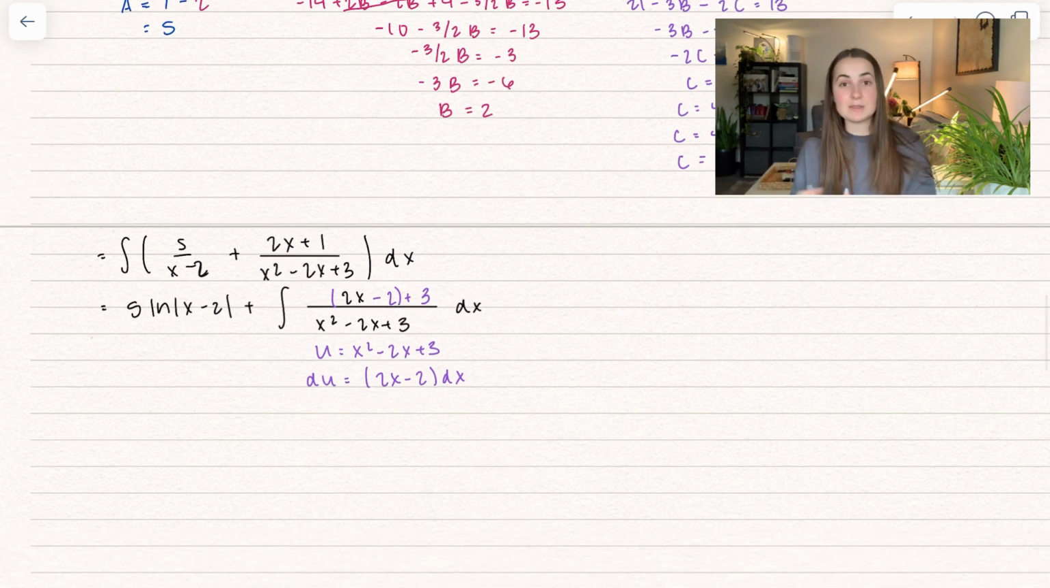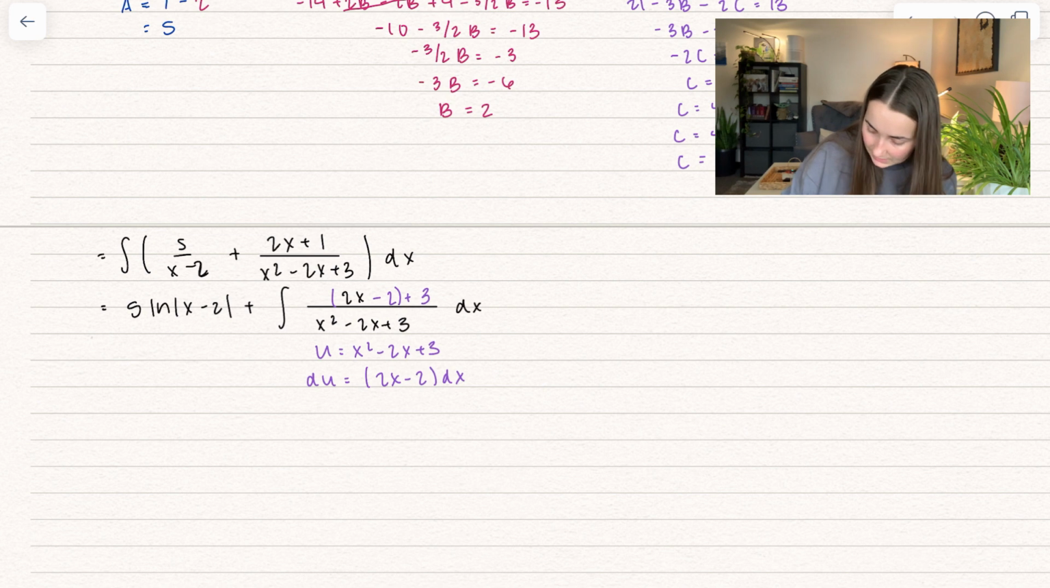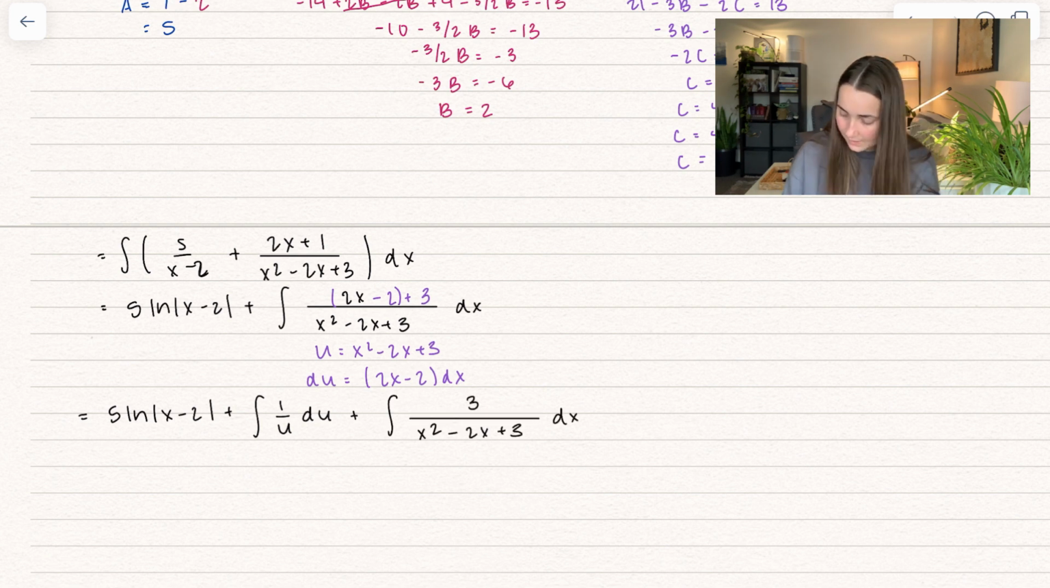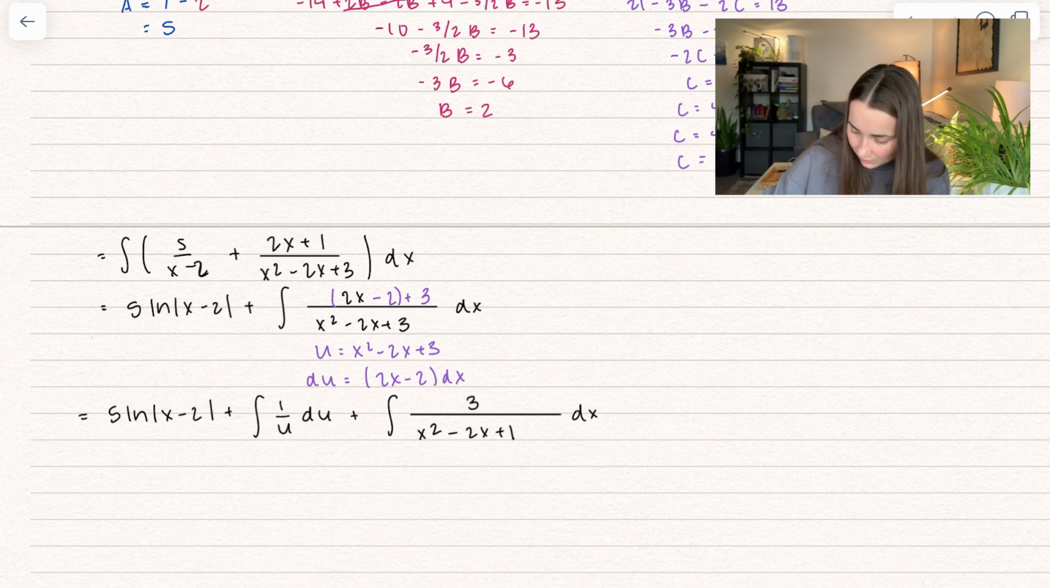So now we need to split this into two separate integrals. So in our first integral, we have the 2x minus 2 over that whole thing, which will turn into our 1 over u du, right? But then we have that plus, and that's going to be the integral of 3 over the quadratic. So let's go ahead and complete the square in the denominator. So to complete the square, don't forget that plus 3. I'm going to add 1, but I can't randomly add 1, so I also have to subtract 1.